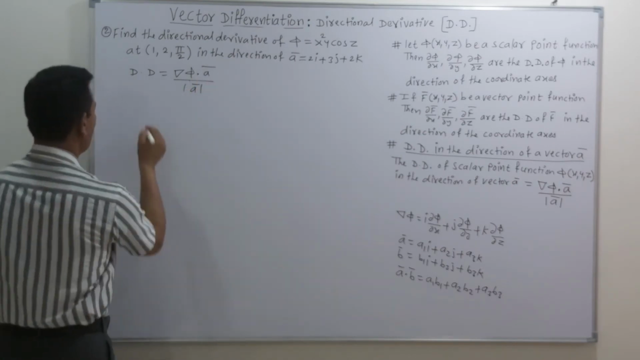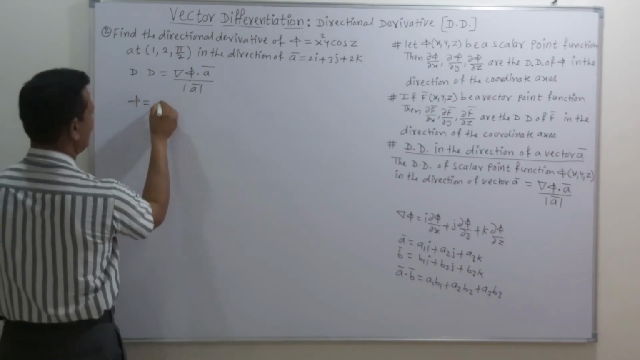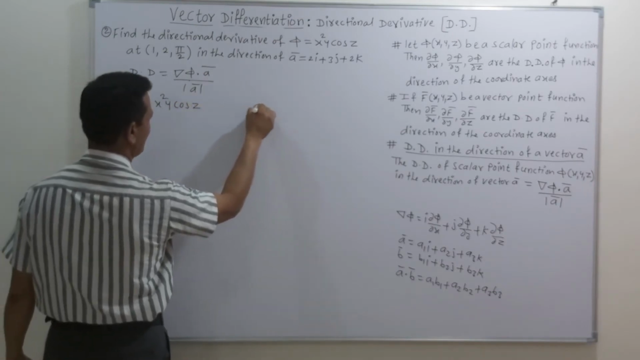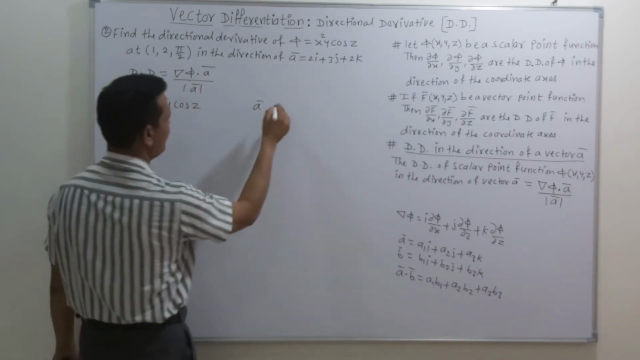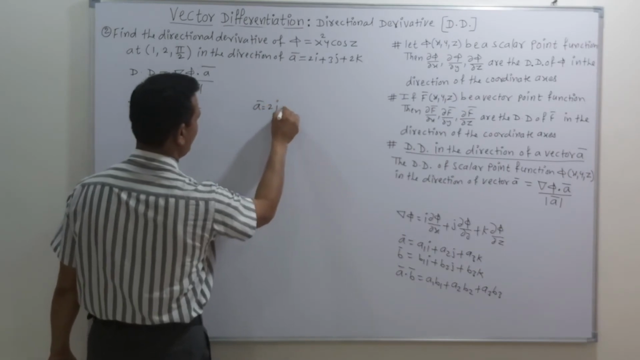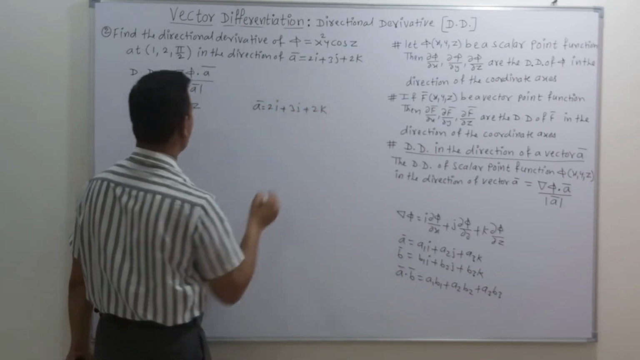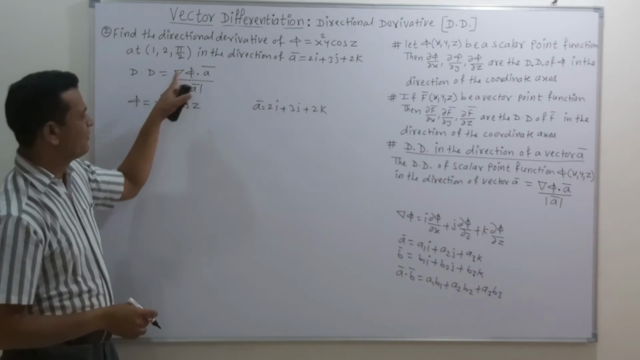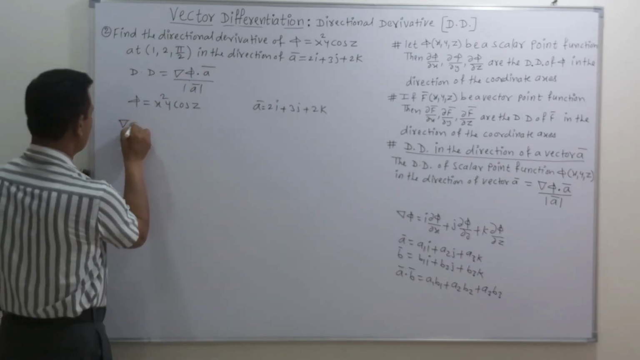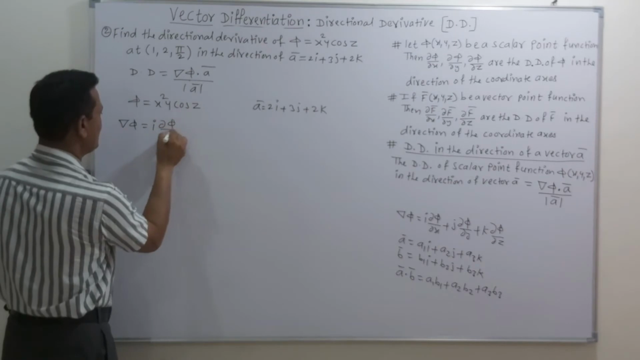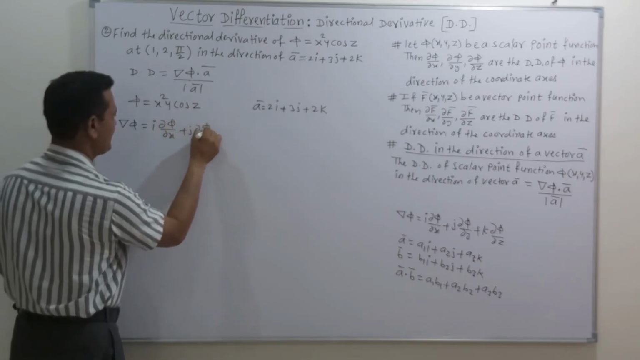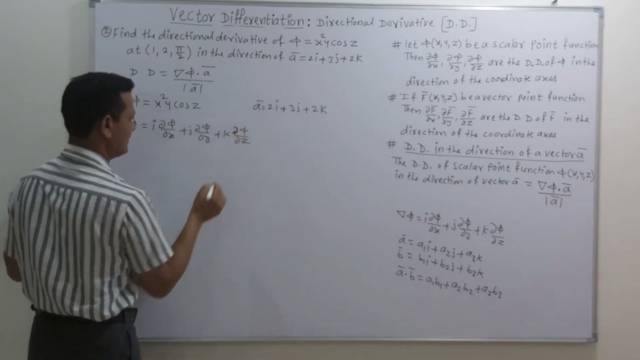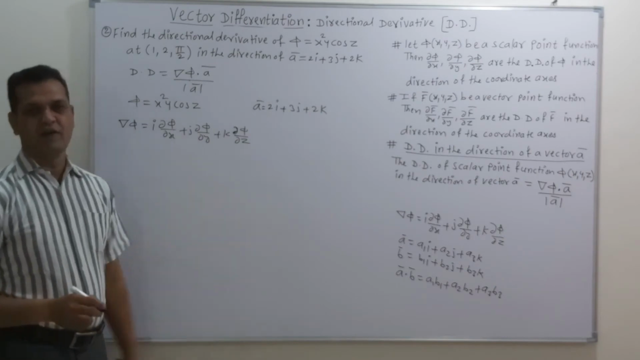This is the formula of the directional derivative in the direction of vector a bar. Here the scalar point function phi is defined as x square y into cos z, and the vector a bar is 2i plus 3j plus 2k. To find the directional derivative, first find del phi. The definition of del phi is the derivative of phi with respect to x, plus j times the derivative of phi with respect to y, plus k times the derivative of phi with respect to z. This is the definition of the gradient of phi, or del phi.